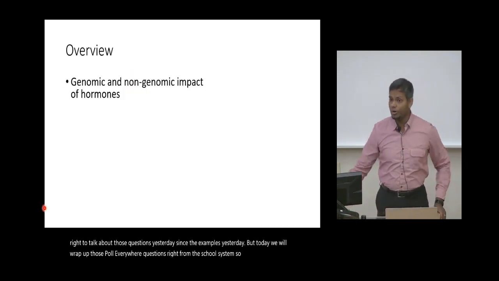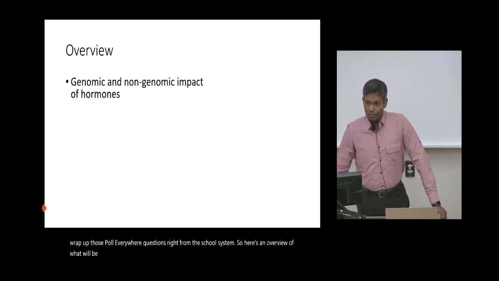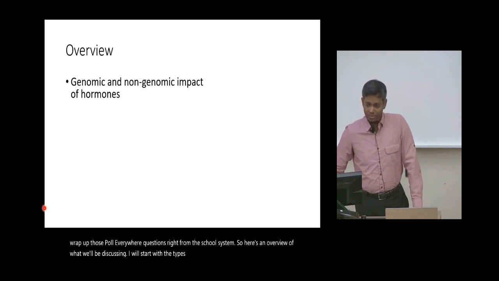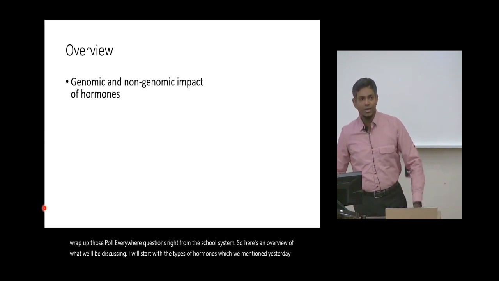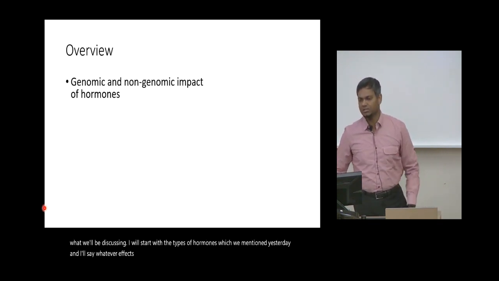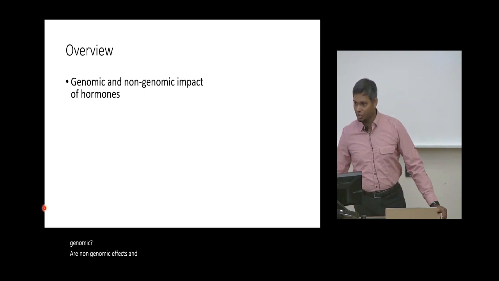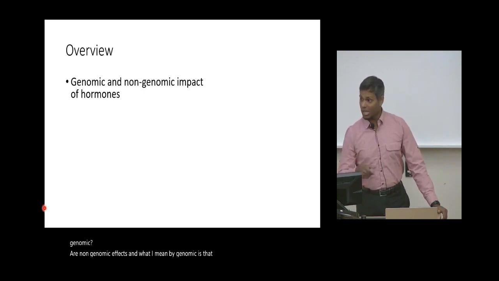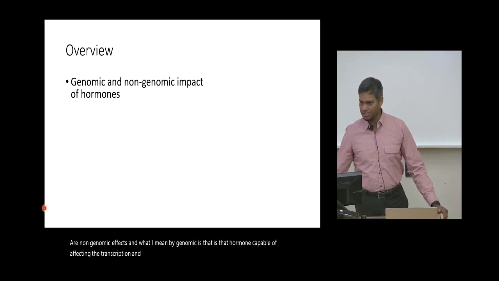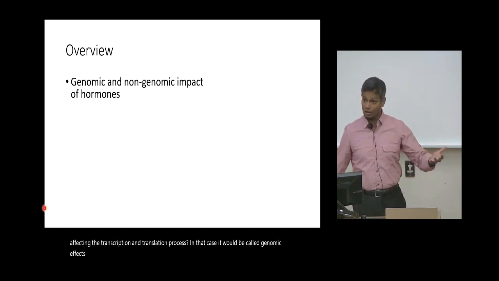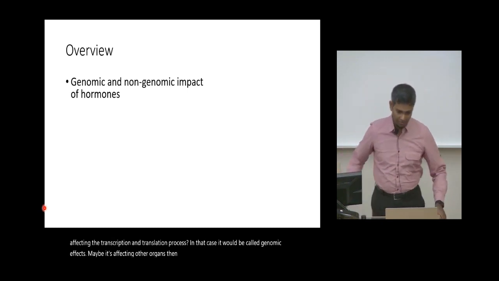So here's an overview of what we'll be discussing. I will start with the types of hormones which we mentioned yesterday, and I'll say what type of effects they can have further downstream. Can those hormones have either genomic or non-genomic effects? And what I mean by genomic is, is a hormone capable of affecting the transcription and translation process? In that case, it would be called genomic effects. Maybe it's affecting other organelles, then it would be a non-genomic effect.